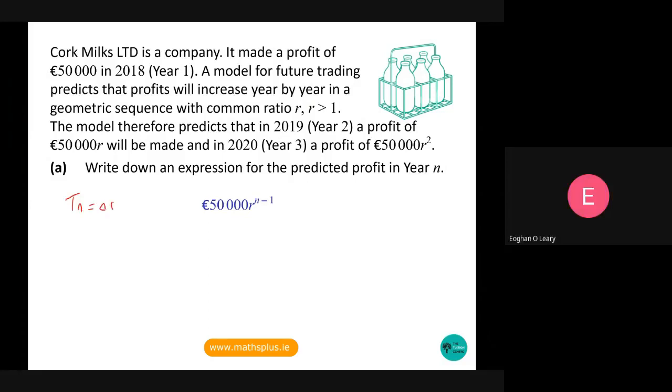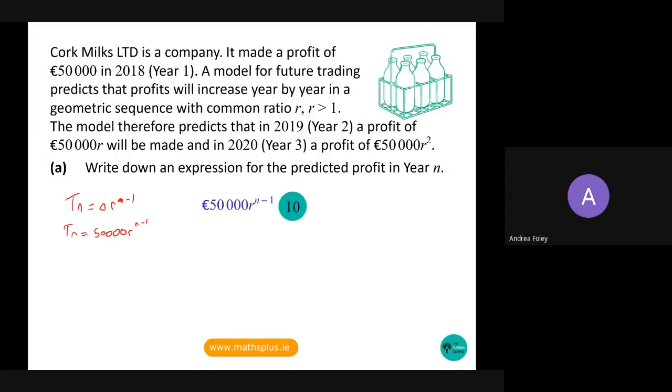Okay. And another student might go to the formula tables book and find that the formula is A times R to the power of N minus 1. That's your general term of a geometric series. A would be your 50,000. R is, we're told, is R. And N is what we're talking about, the nth year. So therefore, that would be my answer. And it's a 10-mark question.